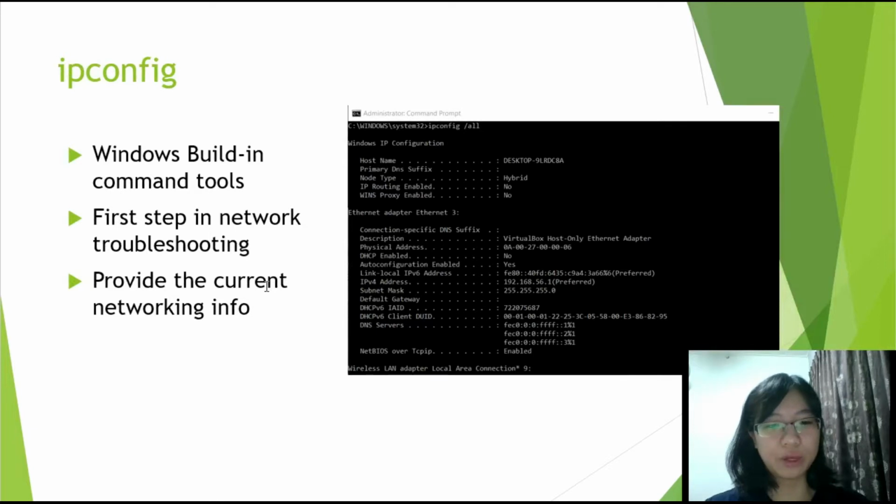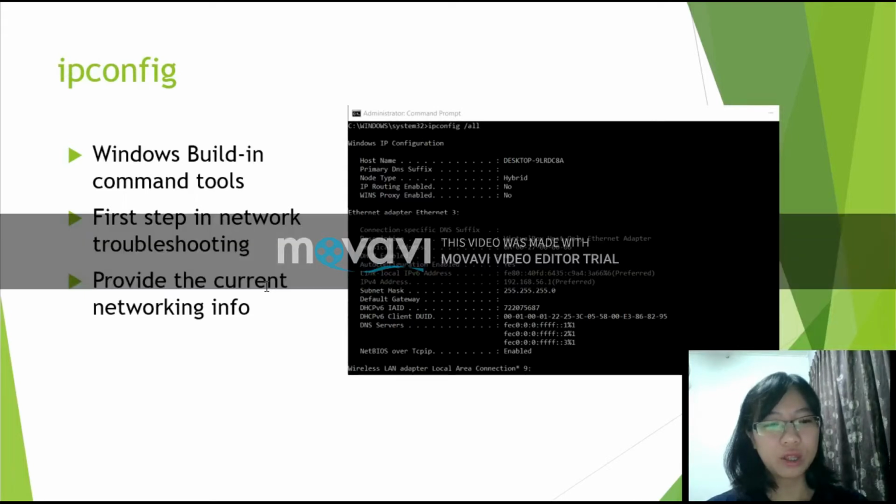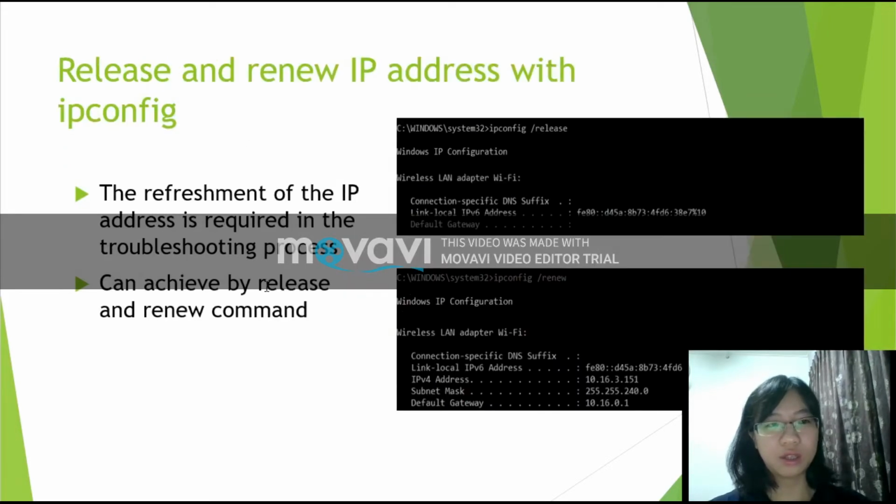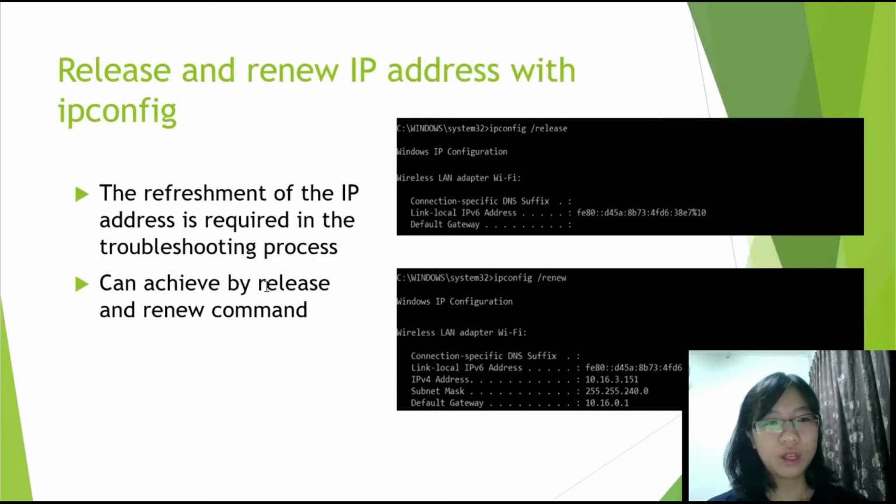Next is the ipconfig. ipconfig is a Windows built-in command tool. It always acts as the first step in network troubleshooting, providing the current network info such as the IP address, subnet mask, and others. Moreover, sometimes in the troubleshooting process, refreshment of the IP address is required, and it can be achieved by the release and renew command.